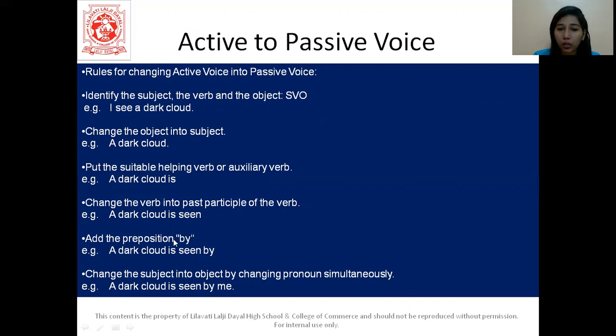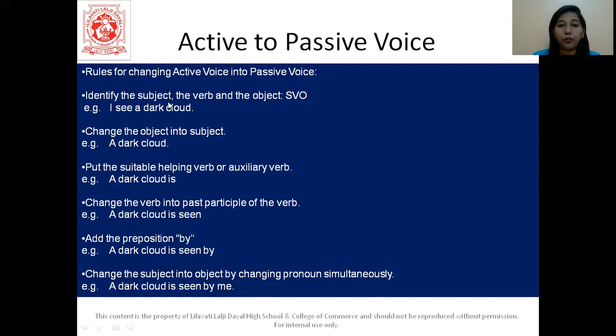Now here this is important, students: by. Whenever we are converting active to passive, mostly we have the word by, correct? So a dark cloud is seen by me. Why? Because we have to change the subject into object by changing pronouns simultaneously. So a dark cloud is seen by me. See, your active sentence: I see a dark cloud. Passive sentence: a dark cloud is seen by me.